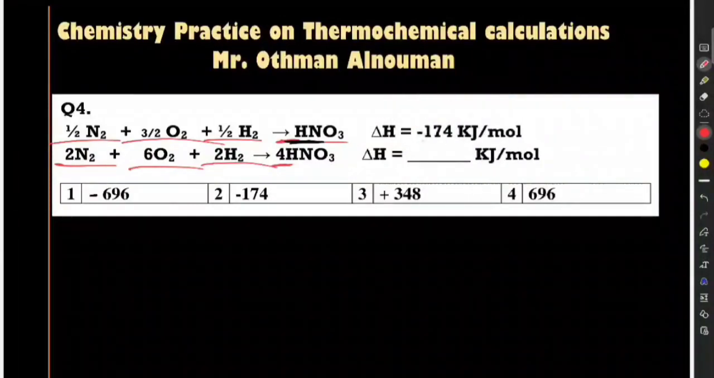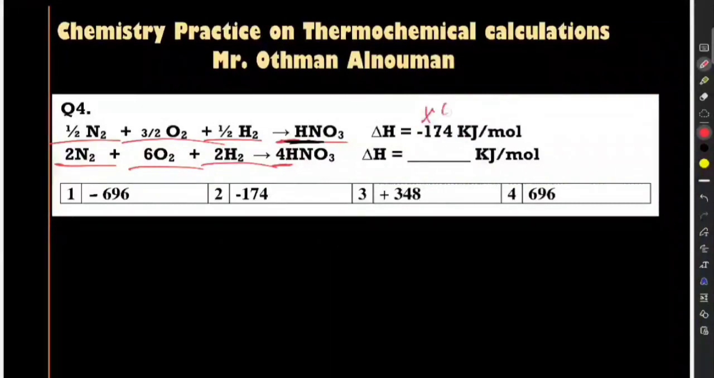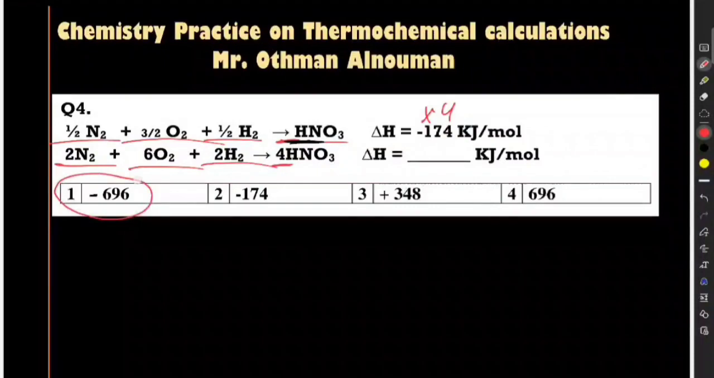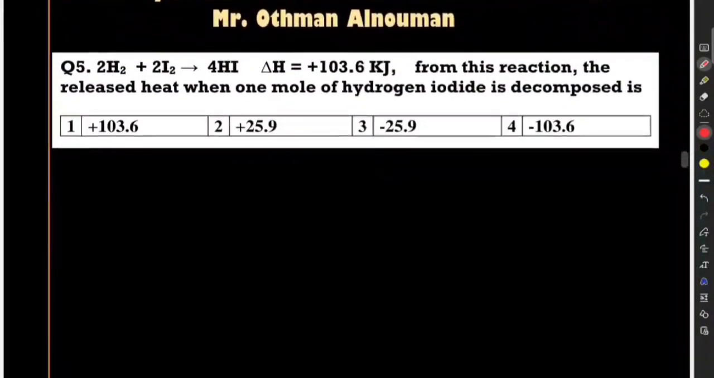And now I need to find the heat of 4 moles. So I'll say negative 174 times 4, that will be 696. The answer is number 1. Let's go to another question here.